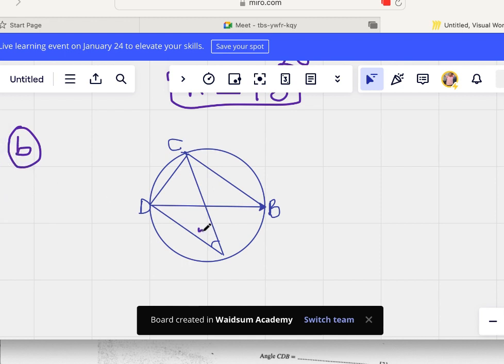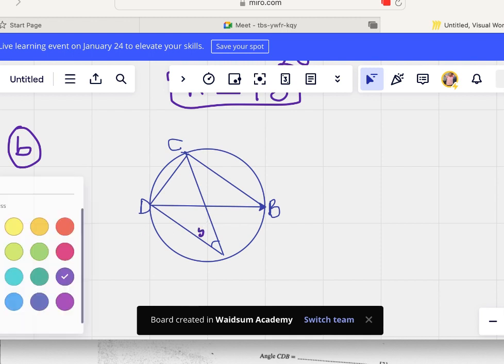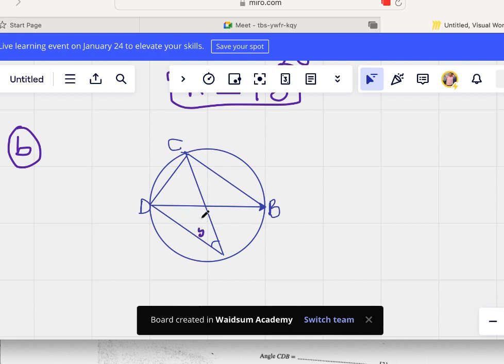Let's change the color. 58, yes, 58 degrees. Here's center O. Here is point A. Now they're asking us to find this angle. So I call it X. The question wants us to find this angle. Let's call it X. Here is 58.